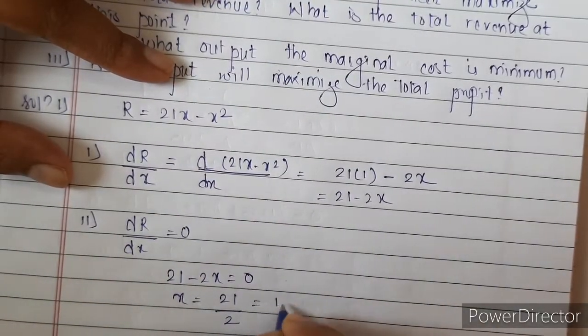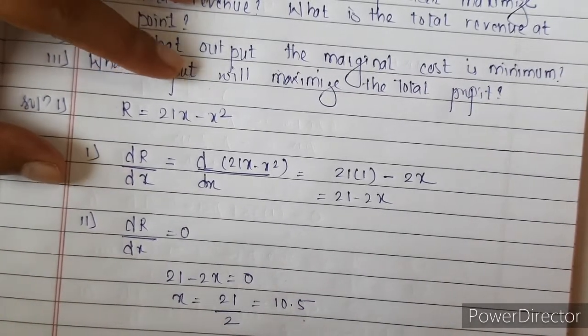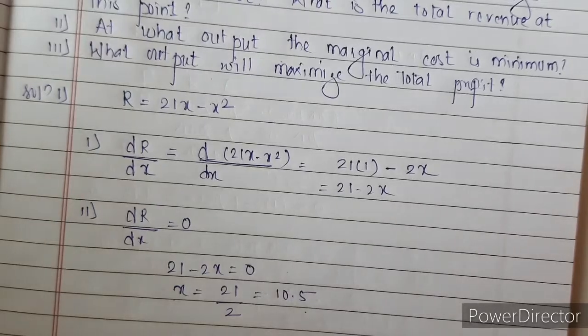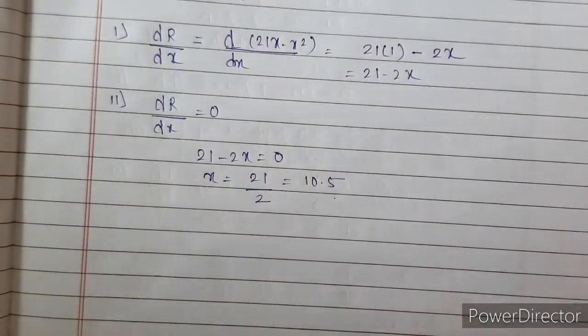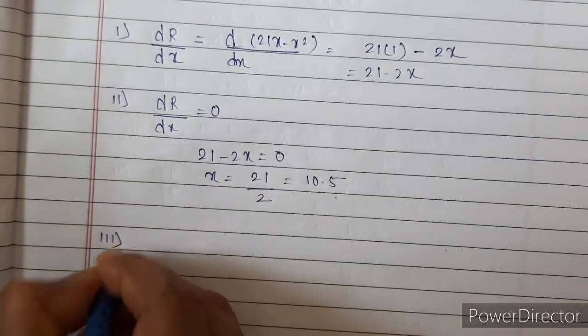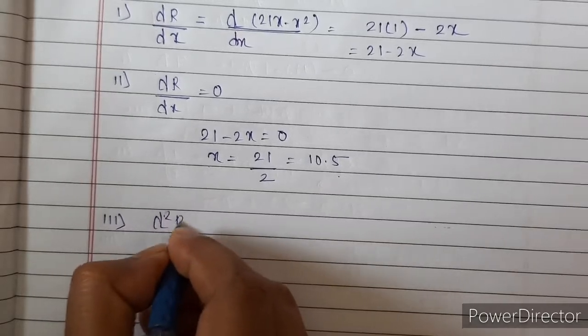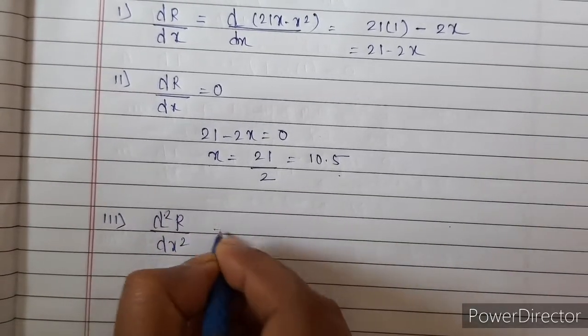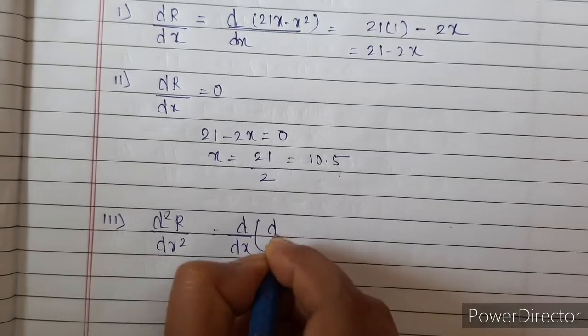So which is 10.5. So value of output is 10.5. Now next thing is we have to check at this output whether we are getting maximum revenue or minimum revenue. So third step, we have to find second derivative of revenue with respect to output, that is derivative of derivative.